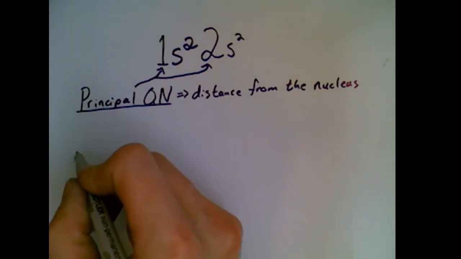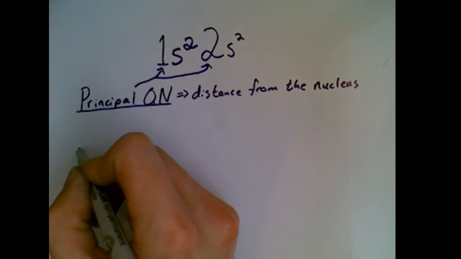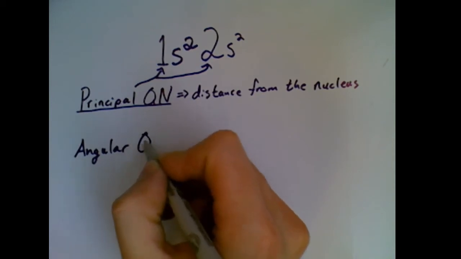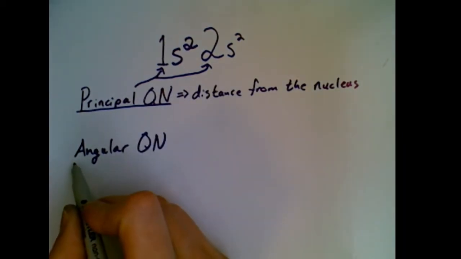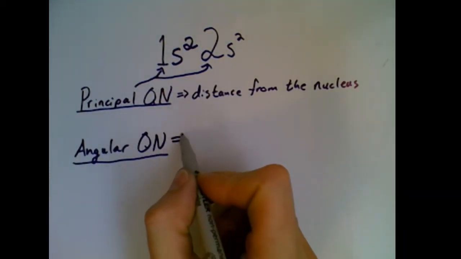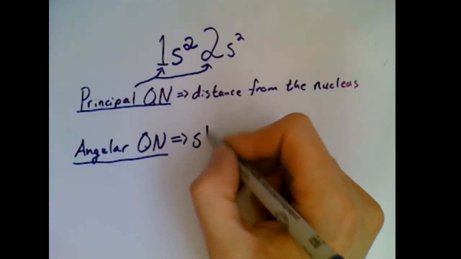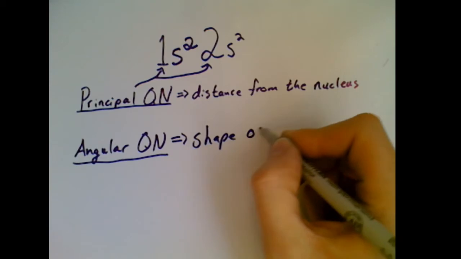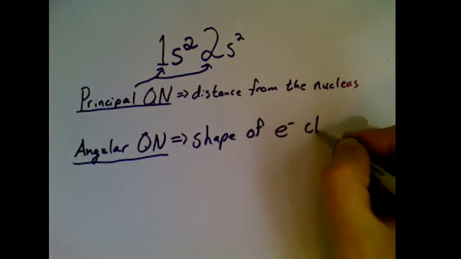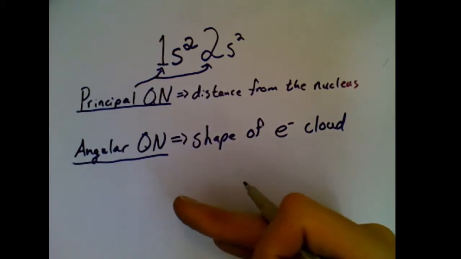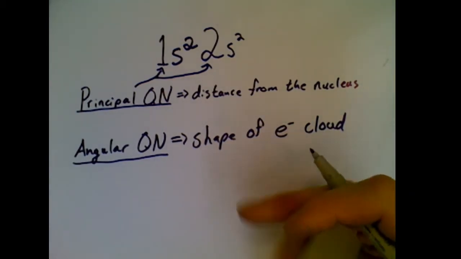Now, there's another quantum number that is called the angular quantum number. And I always think this is like the weirdest one because it's not actually a number, it's a letter. And it tells us the shape of the electron cloud. So is it like a sphere? Is it kind of like a balloon shape? Like what does it actually look like?